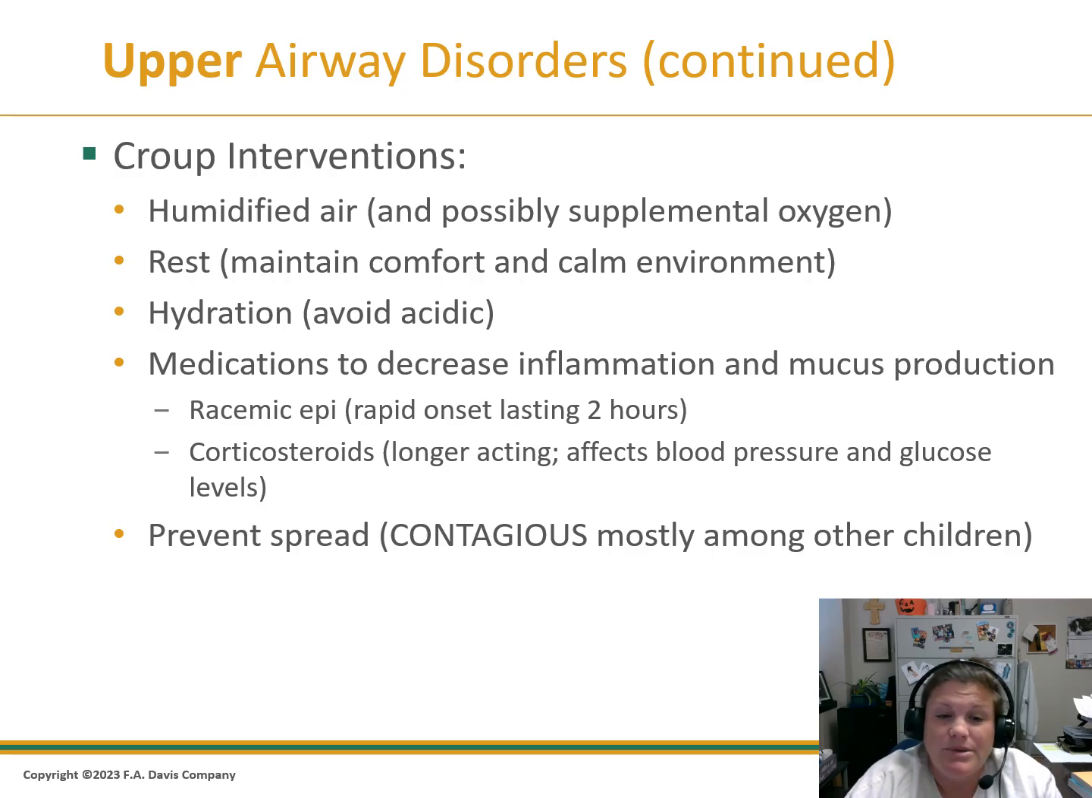So examples would be racemic epi. That means it's like a nebulized form of epinephrine that has rapid onset and can last about 2 hours. So it'll give them some relief pretty immediately for about a 2-hour window. But then corticosteroids can be prescribed that have longer-acting effects, so they can come in as the racemic epi is wearing off and provide more relief, knowing though that steroids do affect blood pressure and they affect glucose levels in the body.